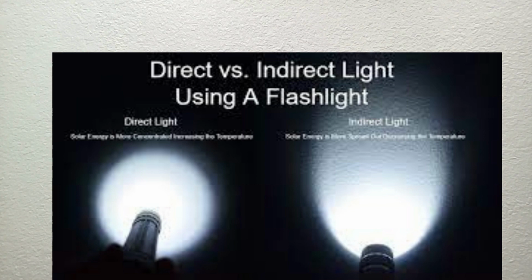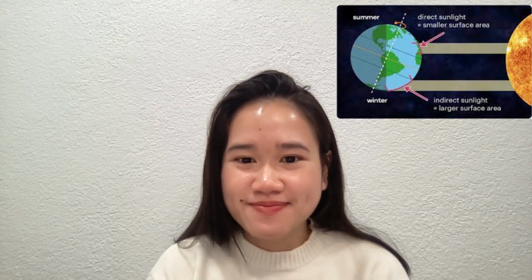First, if you shine the flashlight directly, straight on the table, you will get a circle of concentrated light. It's bright and it's intense and hot. Second, if you shine the flashlight indirectly at a lesser angle, you will notice that the light is less intense and is cooler.